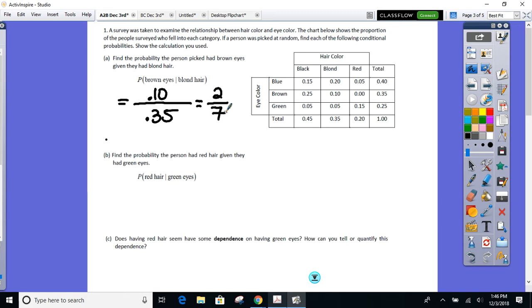Now in your groups, go ahead and do part B. Probability of red hair given green eyes.